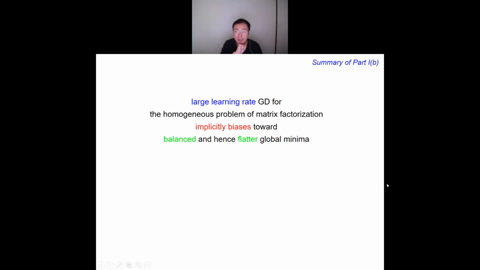But in summary, if you use a large learning rate in gradient descent, you can actually get implicit bias. It's really a bias that is created by your algorithm. This bias is very important because it biases towards balanced and therefore provably flatter minima. This is of course consistent with a lot of the beliefs in the literature. People believed the larger learning rate will give you a flatter minimum, but there was no rigorous proof, and this is a rigorous proof.